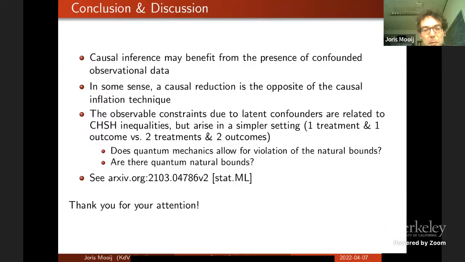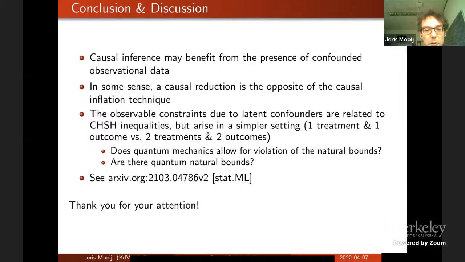Now, since this is also a workshop about quantum physics and perhaps Bell-type inequalities, I was wondering in which way the observable constraints that we find here due to latent confounding are related to, say, the Clauser-Horne-Shimony-Holt inequalities. Of course, we are looking at a simpler setting, so we have only one treatment and one outcome variable, whereas in Bell-type inequalities, you typically have two treatments and two outcomes. But I'm not really an expert on that literature, so perhaps there's a relationship that I'm not aware of.